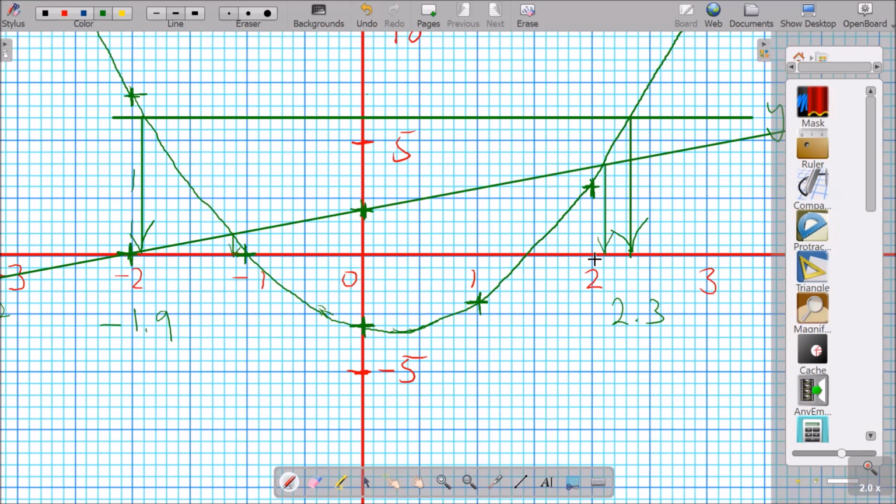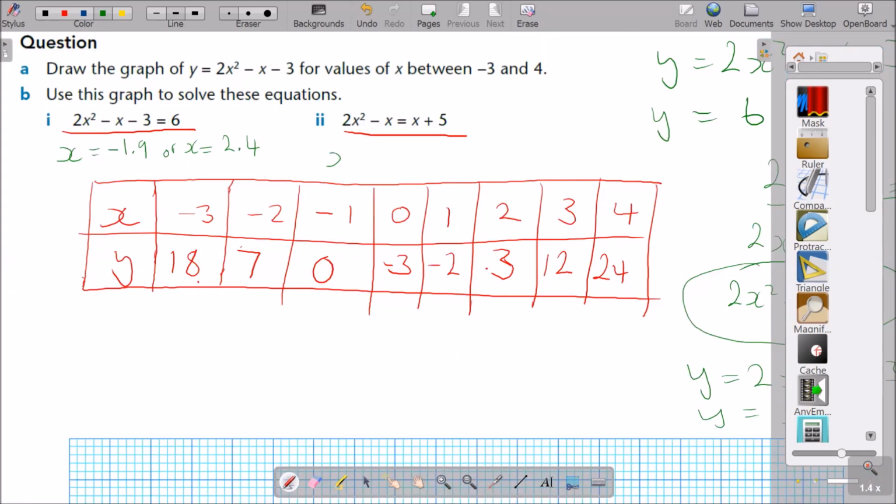So this is 2.1 and minus 1.1. Now we can say x is equal to 2.1 or x is equal to minus 1.1. So that's how we use and manipulate quadratic graphs to solve equations using the graphical method.